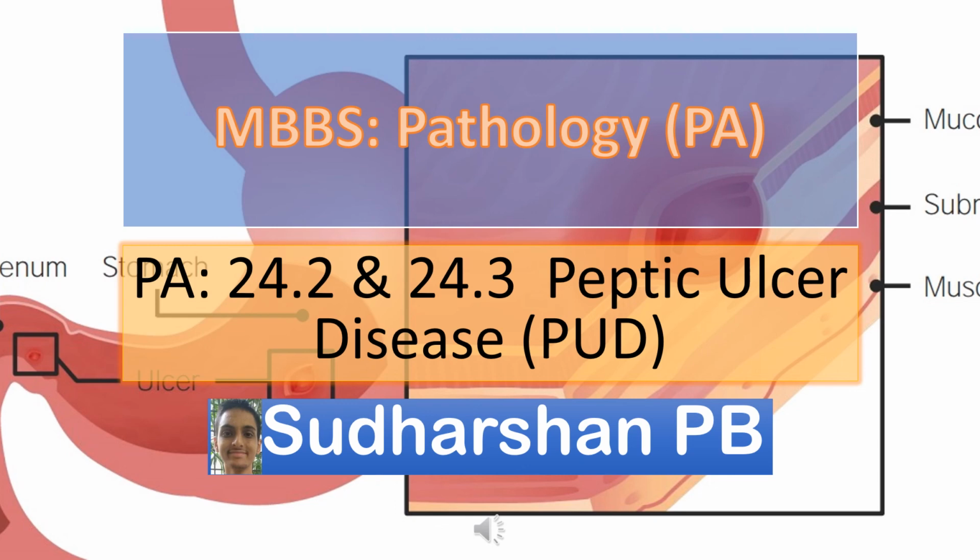In the granulation tissue zone, obviously from the name, we have granulation tissue, that is the collagen fibers, the inflammatory infiltrate, and the multiplying blood vessels. And in the zone of cicatrization, we can see the collagen fibers which are present.